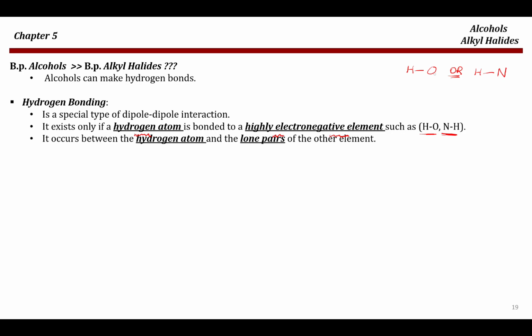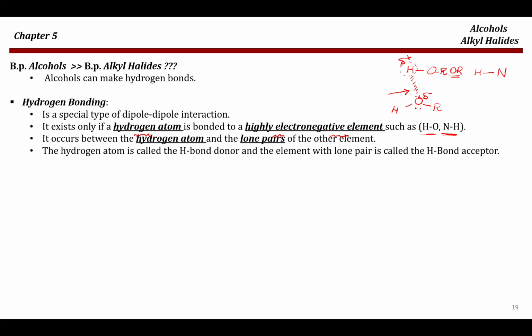So let's say we have one compound which is an alcohol which has an ROH group. Hydrogen bonding will be between the hydrogen of one alcohol and the oxygen of another alcohol. This is hydrogen bonding, so it exists between two molecules. The first molecule will be donating its hydrogen, and the second molecule will be using its lone pair. This interaction, which is keeping this partially positive hydrogen and partially negative oxygen together, is called hydrogen bonding, and it keeps those two molecules very close to each other.